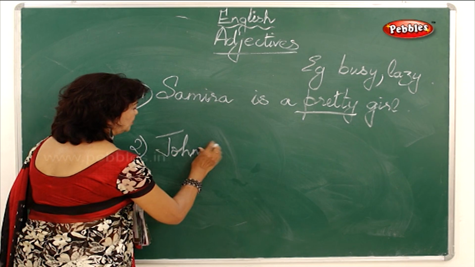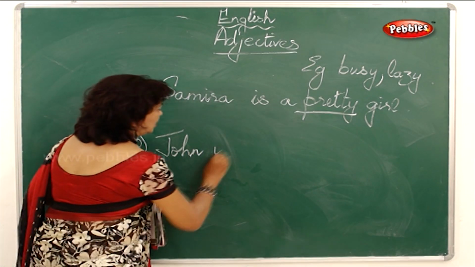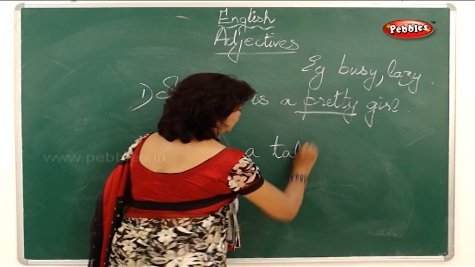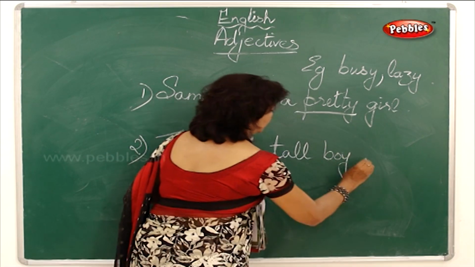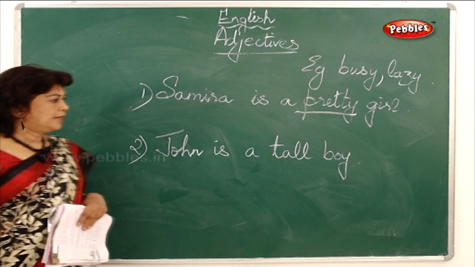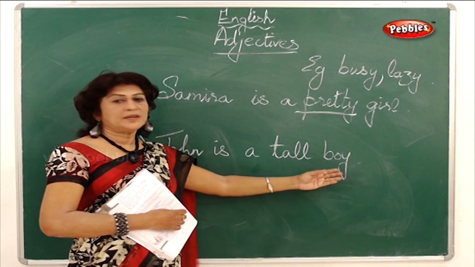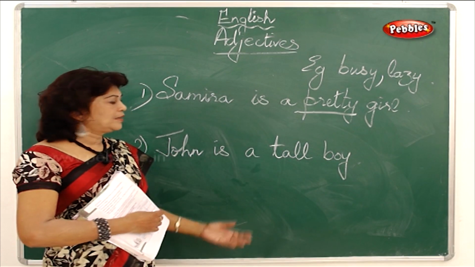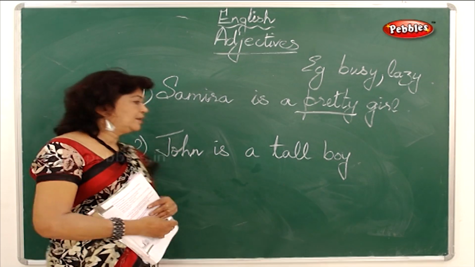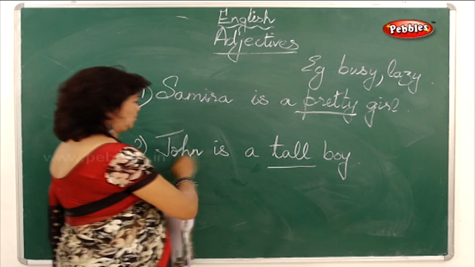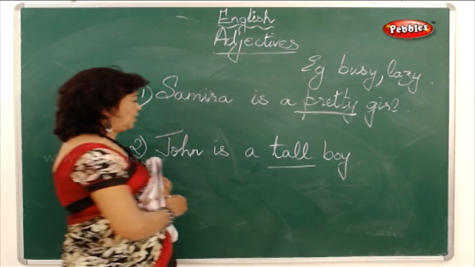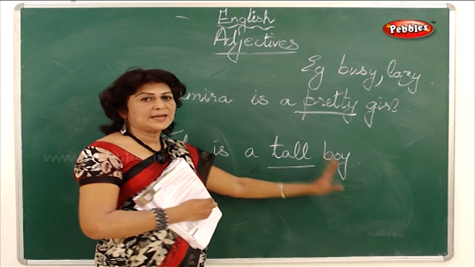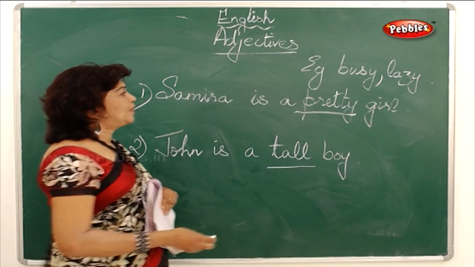John is a tall boy. Okay. Now, which is the word that describes a noun here? Boy is a common noun. And which is the word that describes boy? Tall. Or John. John is a boy. John is a proper noun. Boy is a common noun. And which is the word that describes the noun? Tall. So, do you understand?